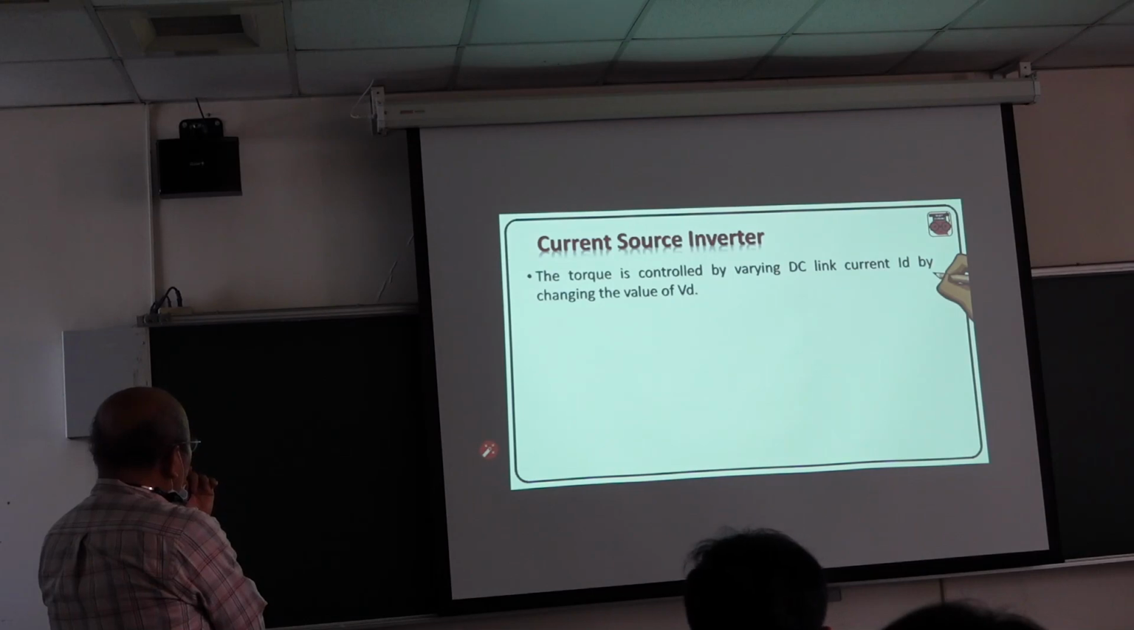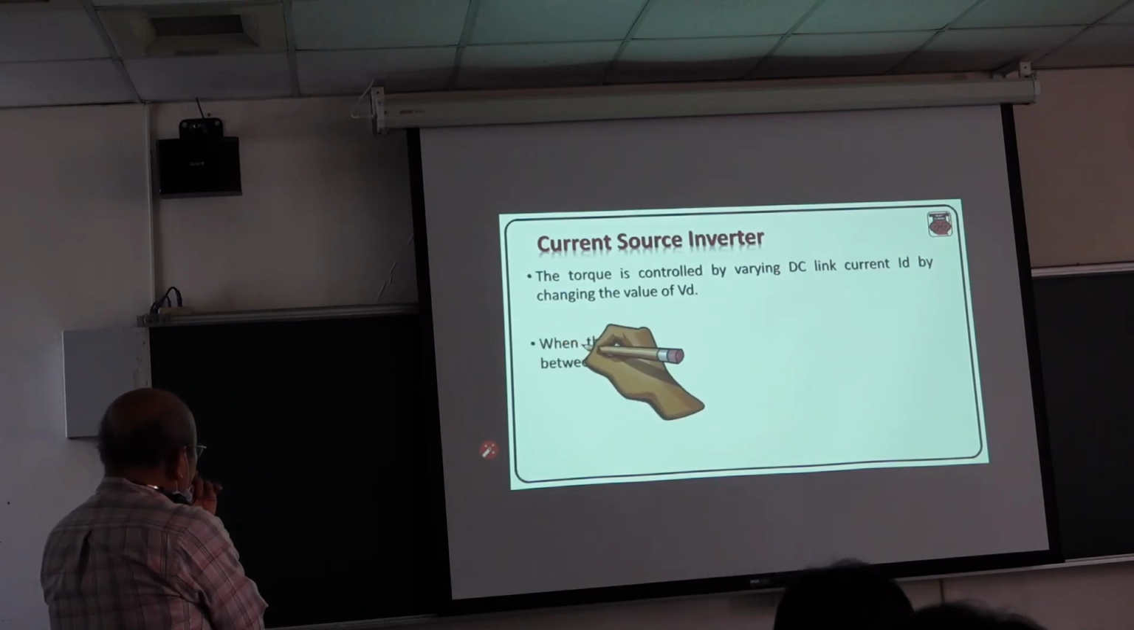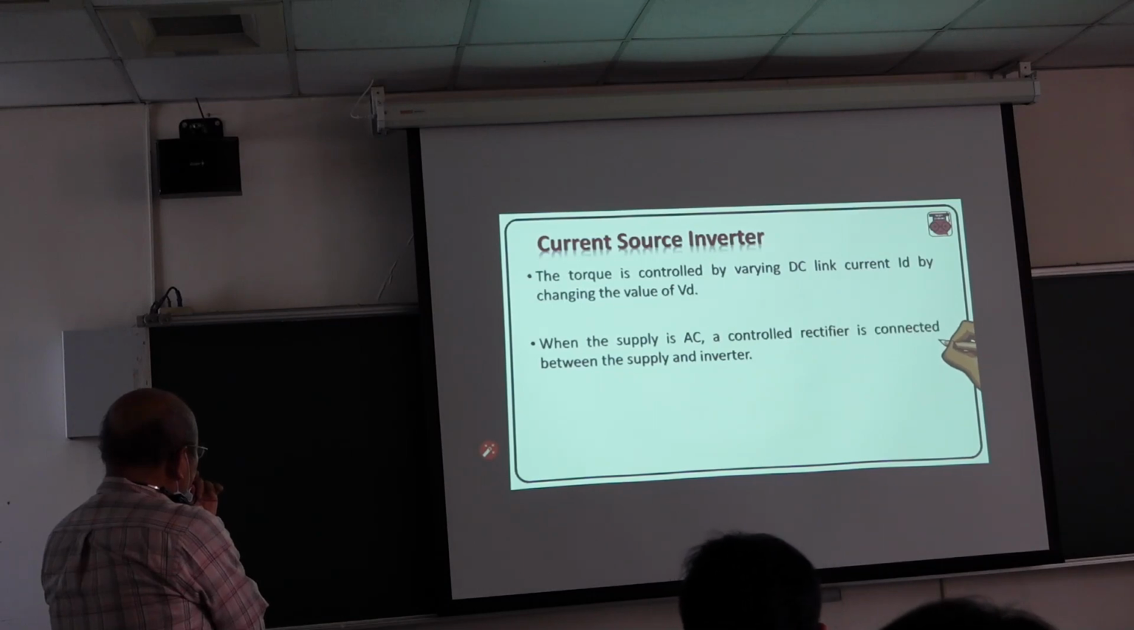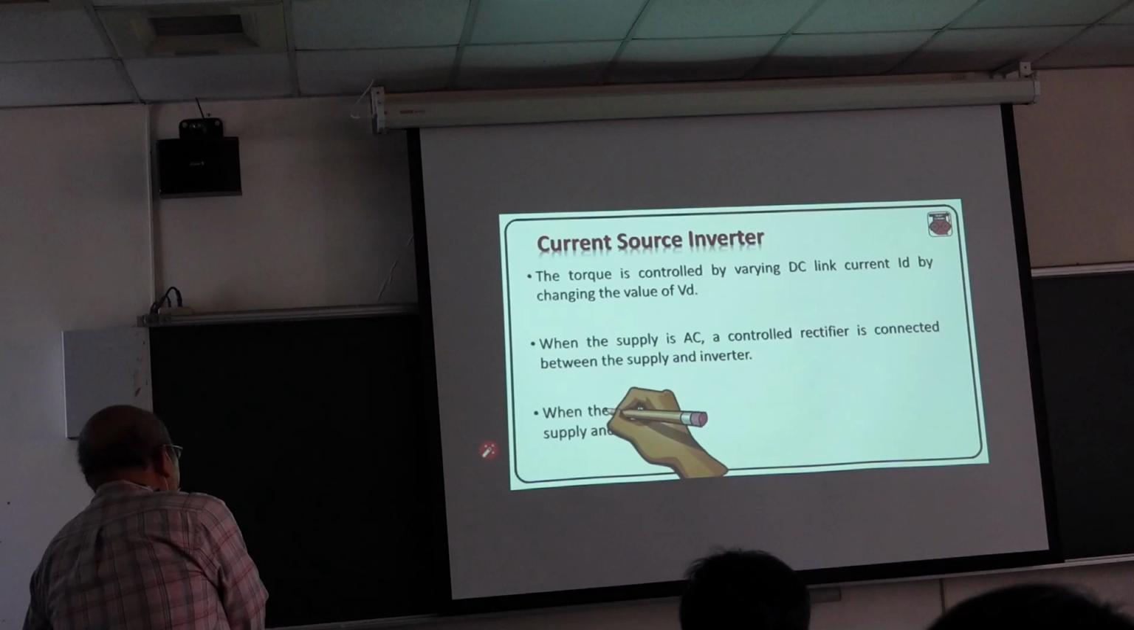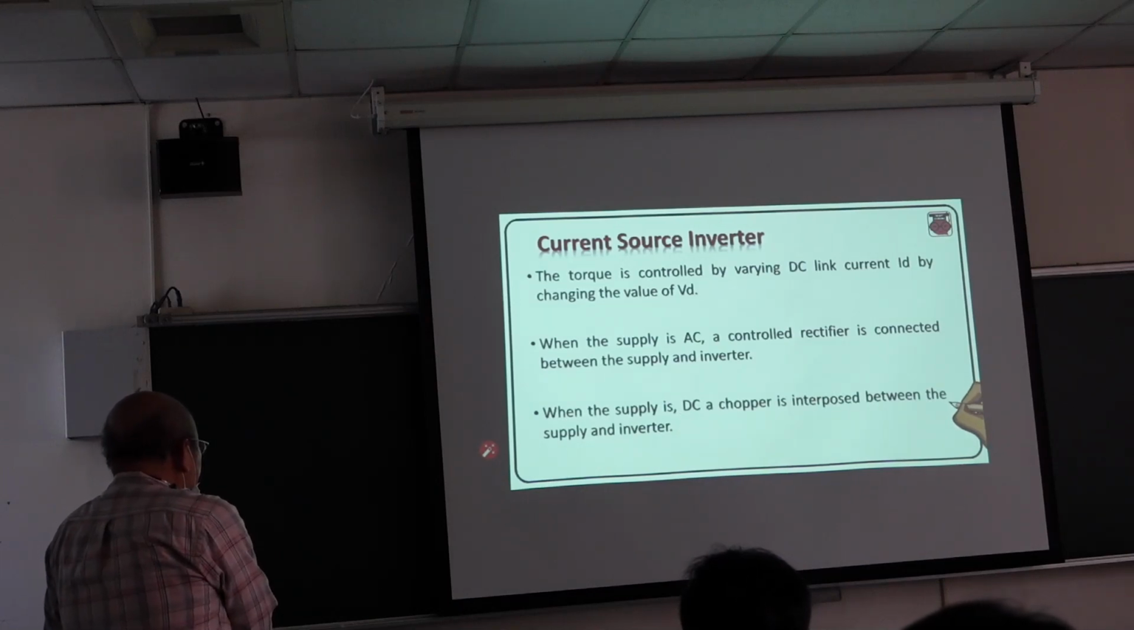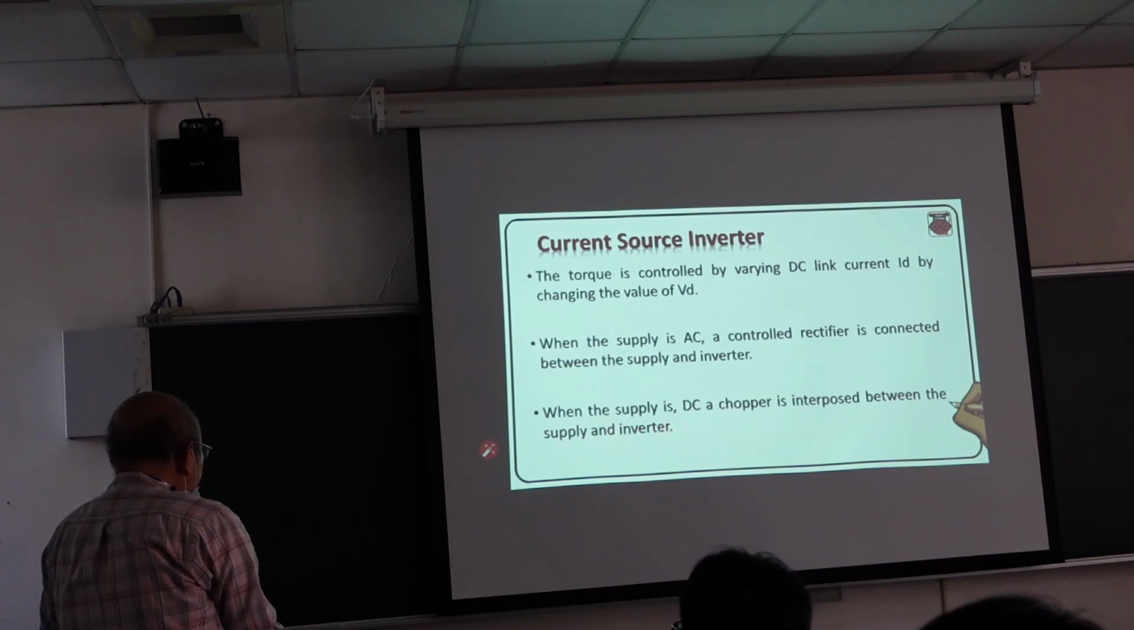The torque is controlled by varying the DC-link current Id by changing the value of Vd. When the supply is AC, a controlled rectifier is connected between the supply and the inverter. When the supply is DC, a chopper is interposed between the supply and inverter.